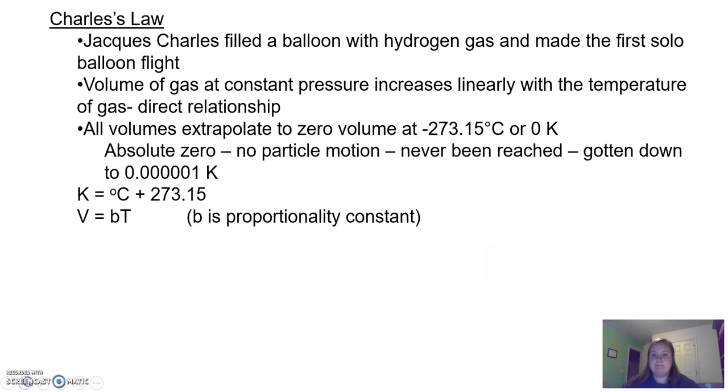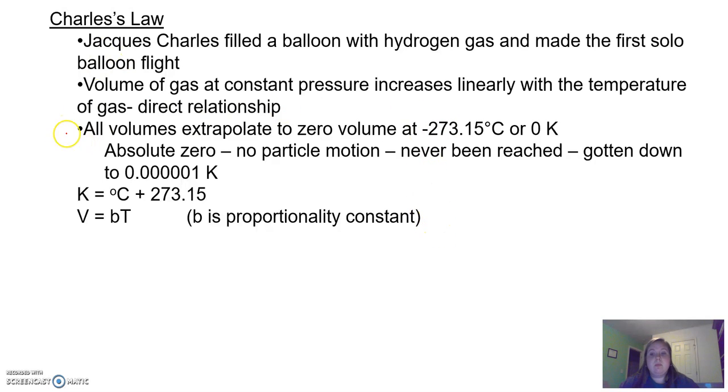And here's another picture. The next gas law that you should remember from Chem 1 is Charles' law. And Jacques Charles is the scientist that came up with it. And basically, he came up with it after taking the very first solo balloon flight. So he filled the balloon with hydrogen gas and realized that as you increase the temperature inside the balloon, the volume also increases. And so we say that according to Charles' law, there is a linear relationship between volume and temperature, or another way of saying that is they are directly proportional. So as one goes up, the other one goes up.